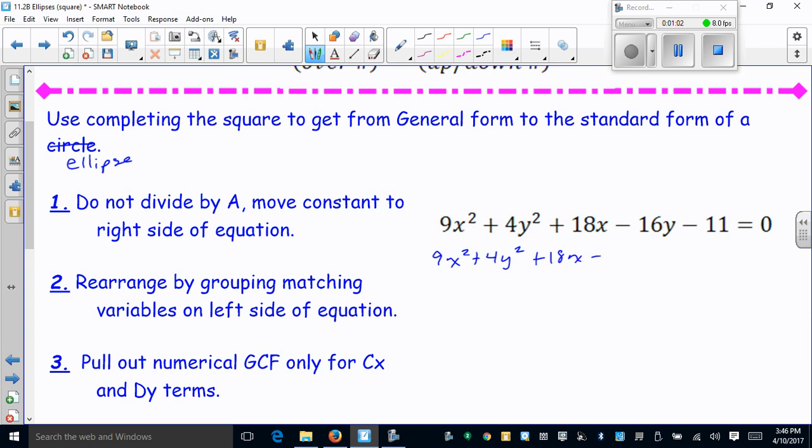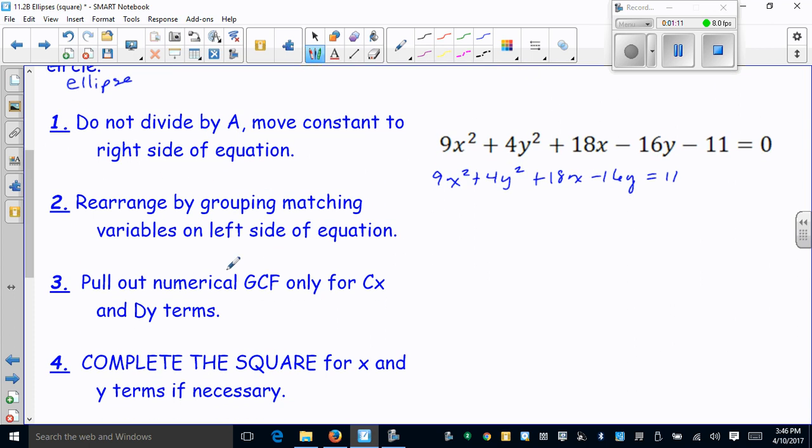Then it says rearrange by grouping matching variables on the left side of the equation. So I have 9x squared plus 18x plus 4y squared minus 16y equals 11. This is pull out the numerical GCF only for x's and y's. So between the x squared and x, I have a GCF of 9. You want to get this guy to 1. Remember I said the coefficient on the x squared and the y squared must be 1. But since these values are different, we have to do them separately.